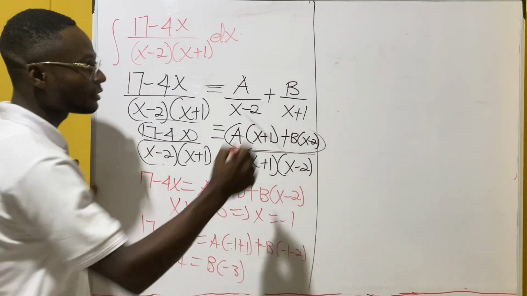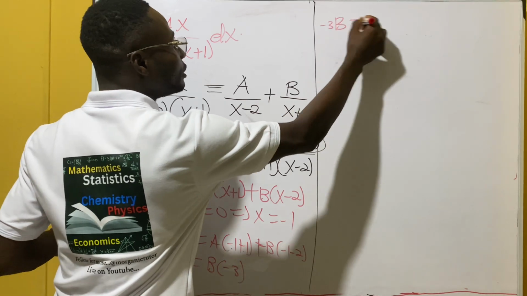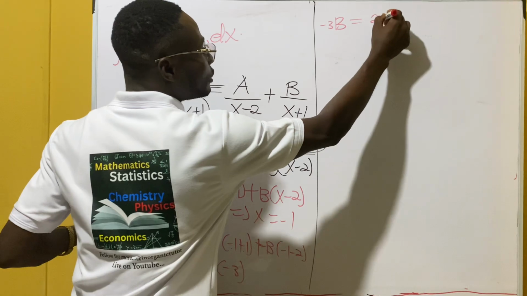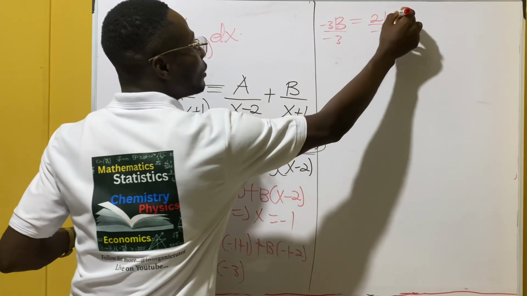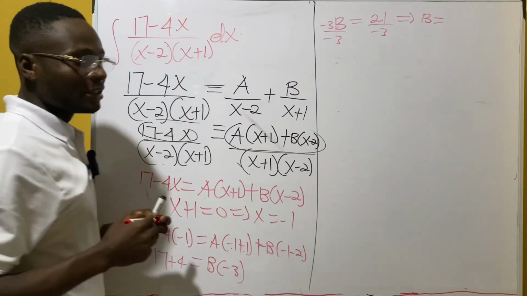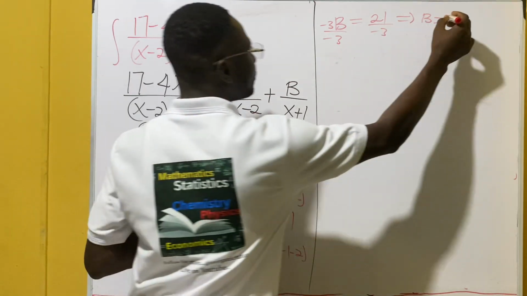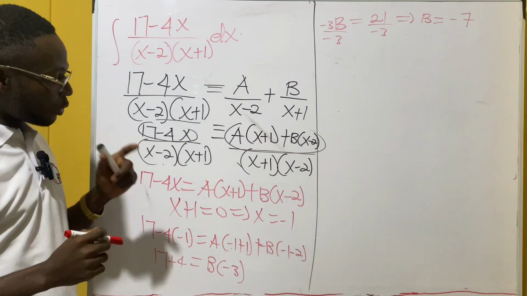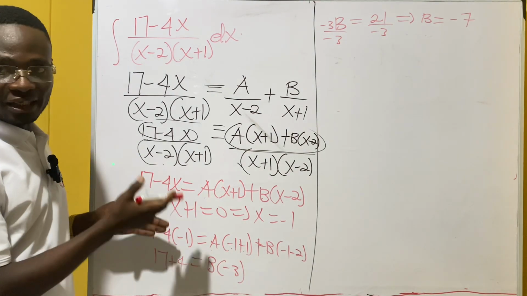So we can say that our negative 3b should be equal to 17 plus 4, and that is 21. So we can say that our b will be equal to 21 divided by negative 3, that is negative 7. So right here we have our negative 7 as our b. So once we are done finding the b, we can go and substitute and find the a.